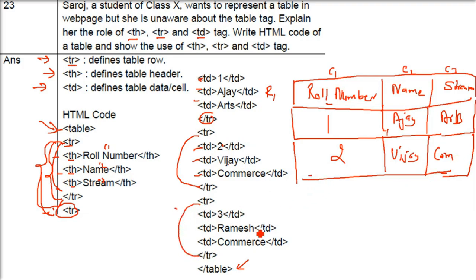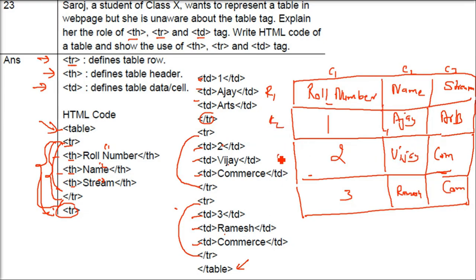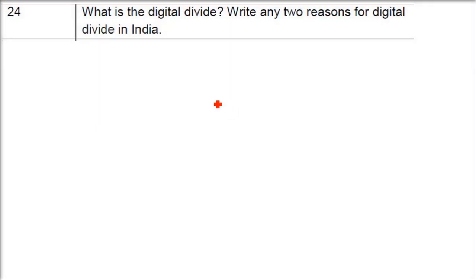Now coming to third tr. Basically it's the 4th tr, but for the record, for the content, it is 1, 2, 3. So this will be 3. So table data 3, then you have Ramesh, and then we have commerce. Okay, this is row 1, row 2, row 3, row 4 it is.